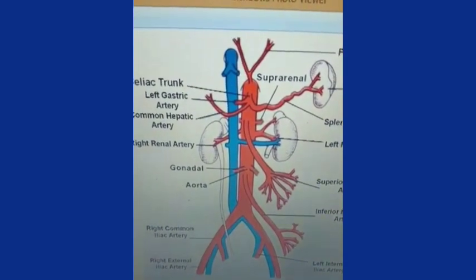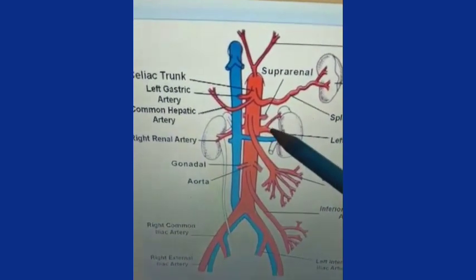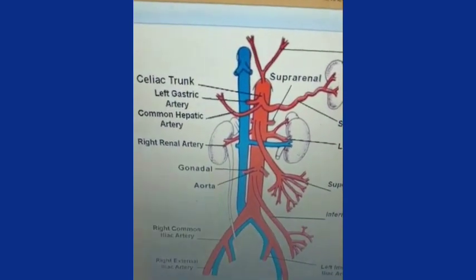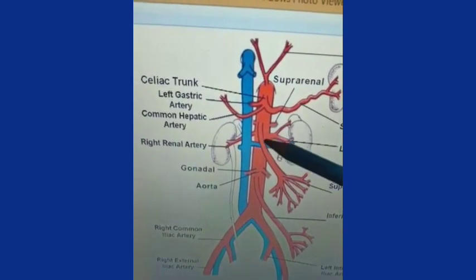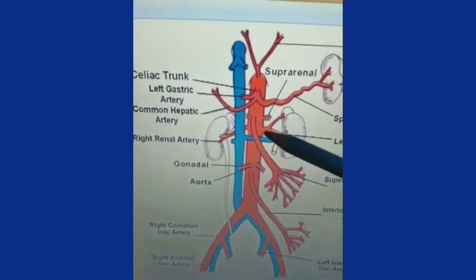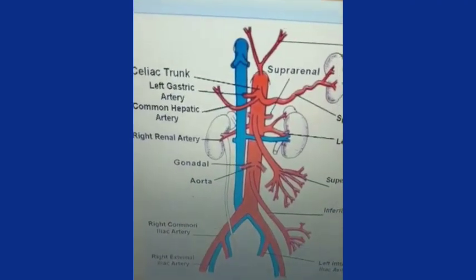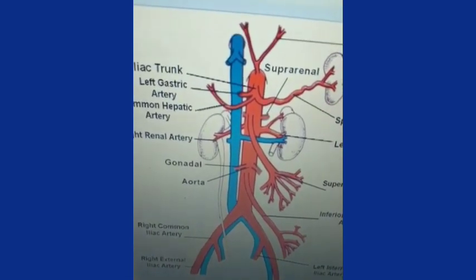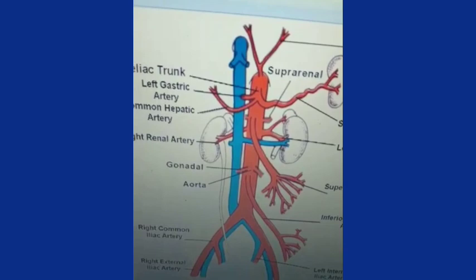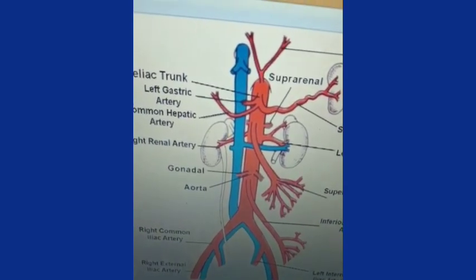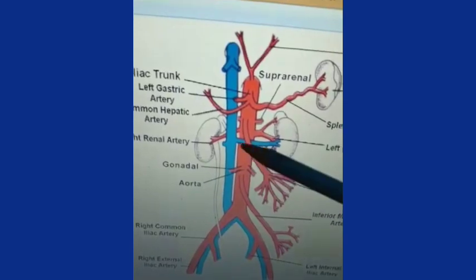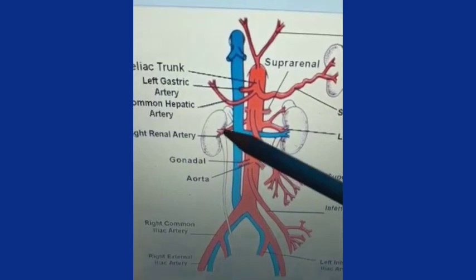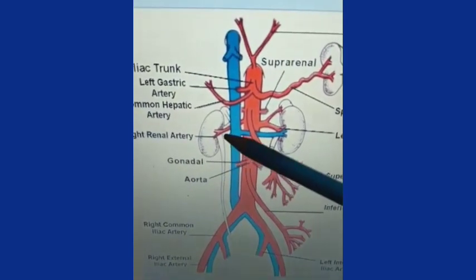Next are the renal arteries on both the sides, right and left side. The renal arteries arise from the abdominal aorta just below the origin of the superior mesenteric artery. This is the superior mesenteric artery. The right renal artery passes laterally behind the inferior vena cava to reach the hilum of the right kidney. See here, this right renal artery passes behind the IVC and enters into the hilum of the right kidney. It supplies the right kidney.